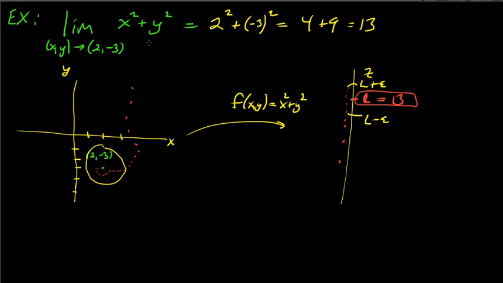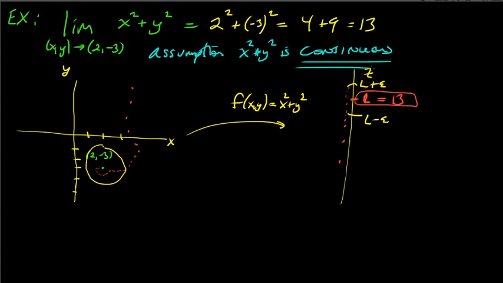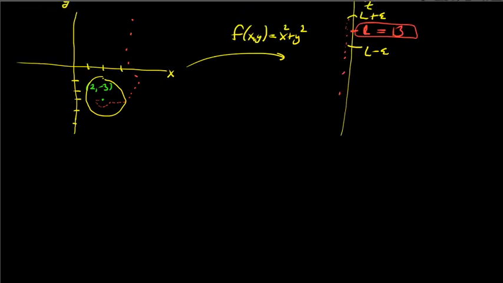So here's what I'm assuming. I assumed under the assumption that x squared plus y squared is continuous. You know that x squared is continuous. You know that y squared is continuous. When you add two continuous functions, you expect to get a continuous function. Okay? So here's the definition.